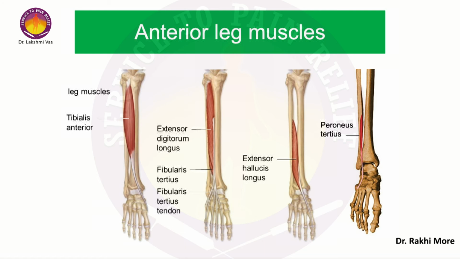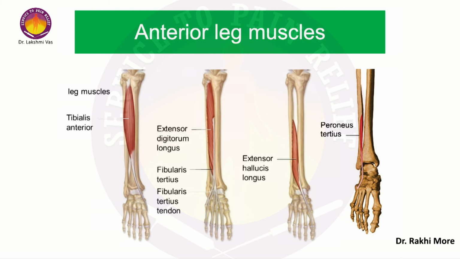Tibialis anterior, you can see that it takes origin from the lateral surface of the tibia, and gets inserted on the medial aspect of the medial cuneiform. Then next is the extensor digitorum muscle, taking origin from the fibula as well as some part of the tibia, and gets inserted on the dorsal surfaces of the lateral four toes.